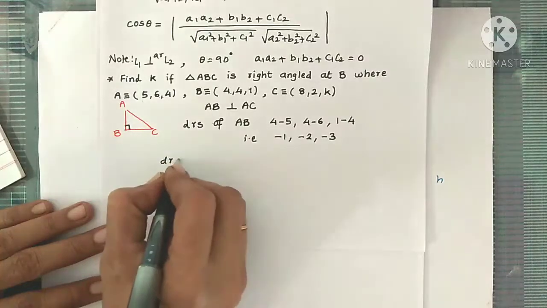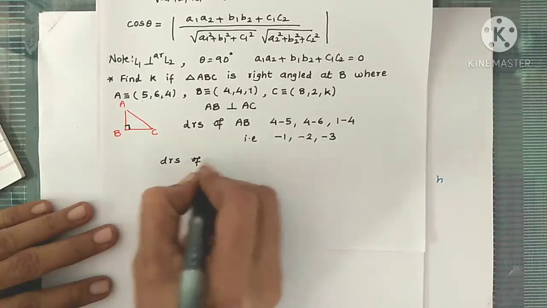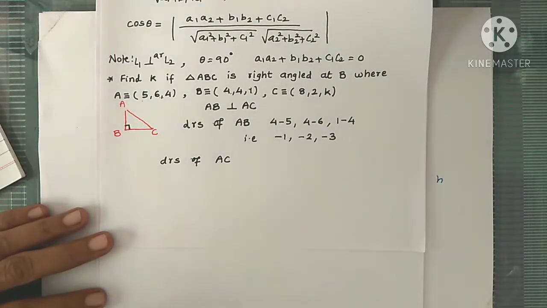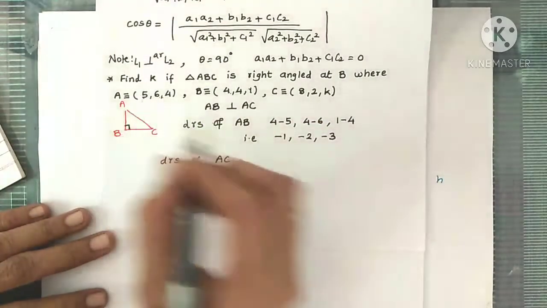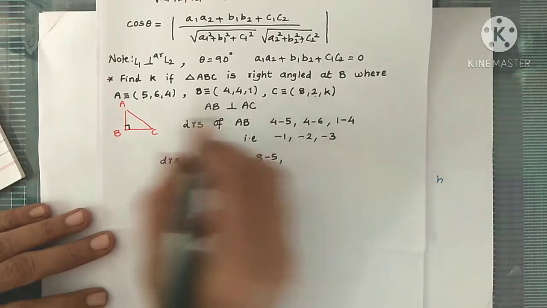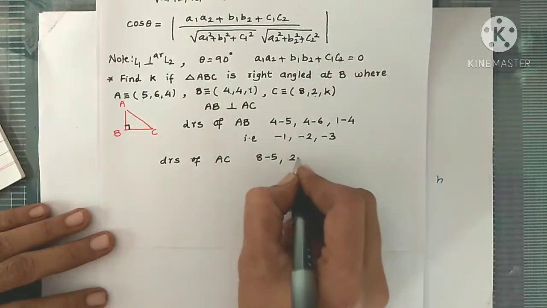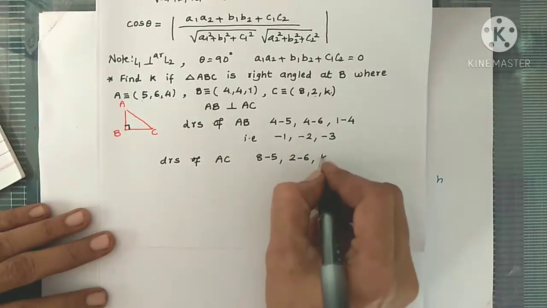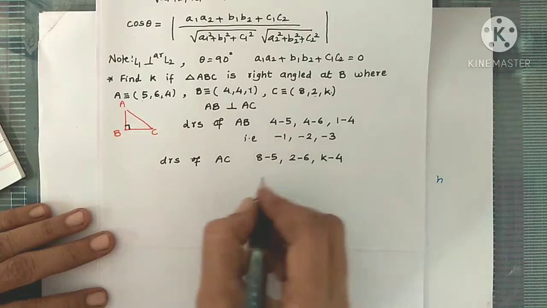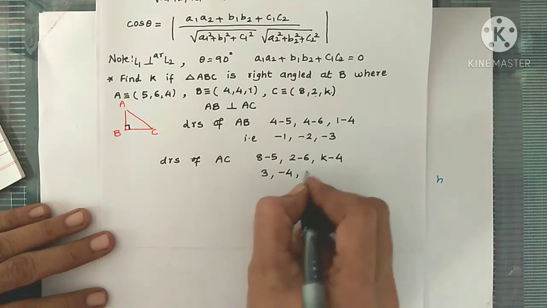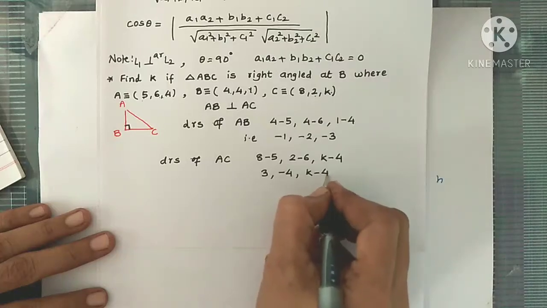So we now have the direction ratios of AB. Let's find the direction ratios of AC. For AC, it is C bar minus A bar. So 8 minus 5. For Y coordinates it is 2 minus 6, and k minus 4. So that is 3, minus 4, k minus 4.